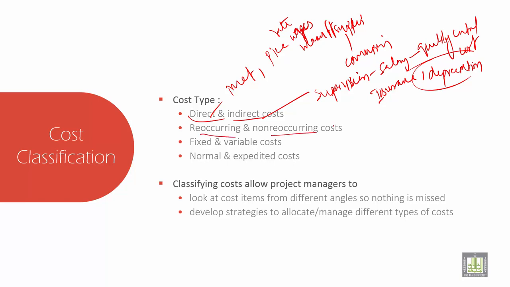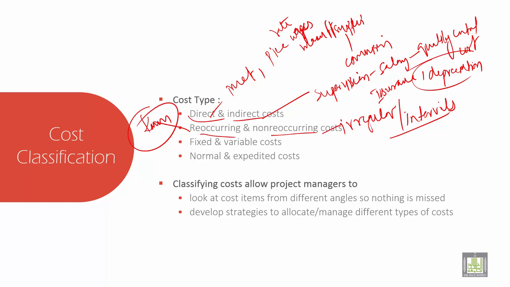Recurring costs are expenses that are known. First, you know that this expense will happen. It's known. And non-recurring costs are expenses that occur irregularly, at irregular intervals. They are sometimes difficult to plan in the required budget, and sometimes difficult to manage in the required budget.